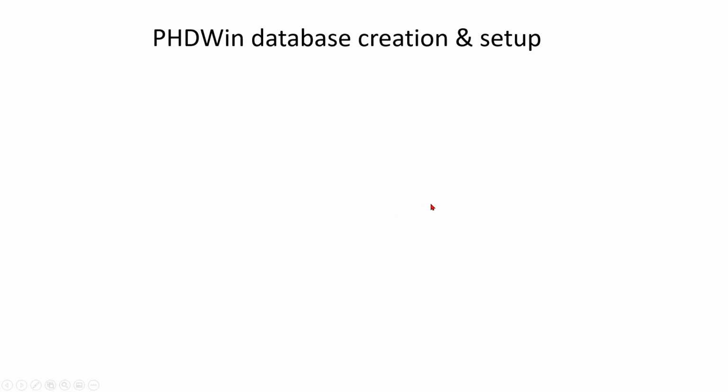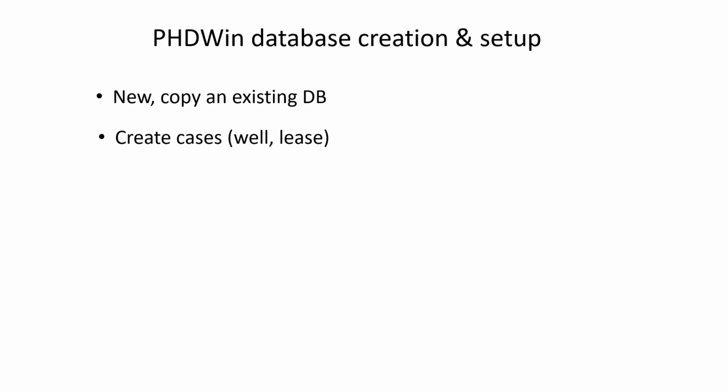All right, the first step in PHDWin is to create a database and set it up with some parameters. You can create a new database, or you can copy an existing database in PHDWin, and I'm going to show you how to do that. Then you have to create cases. You have to populate the database with cases, and cases are just a well or a lease. It could be a producing well or a drilling proposed well or a recompletion case. So you have to create cases in PHDWin.